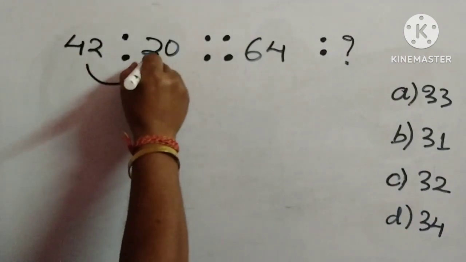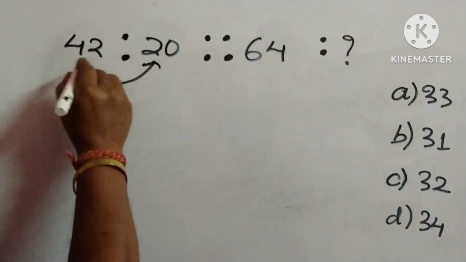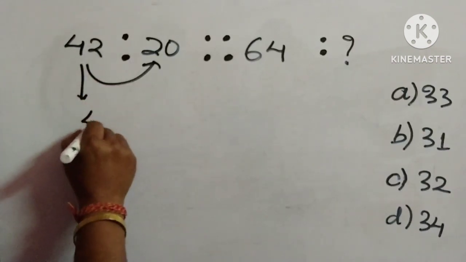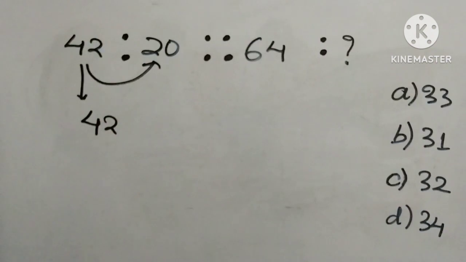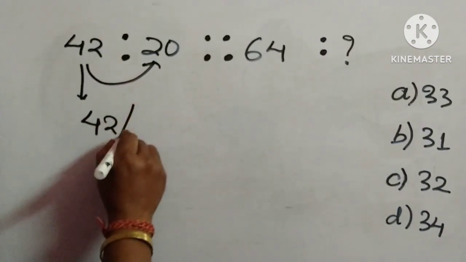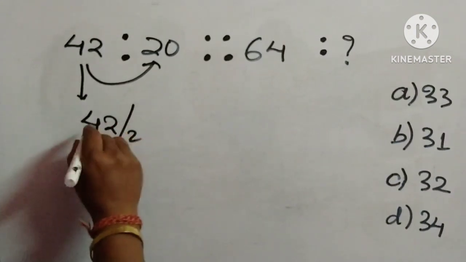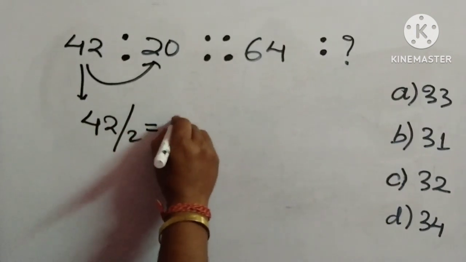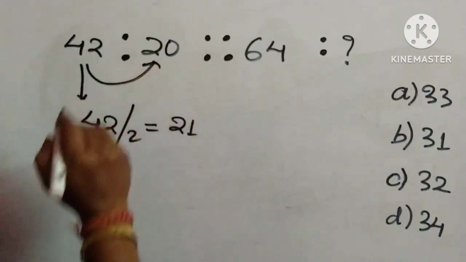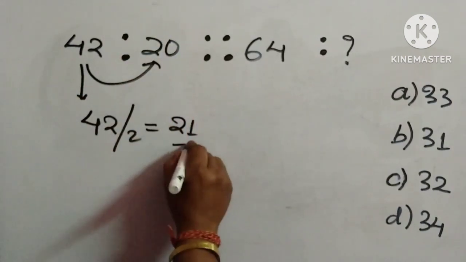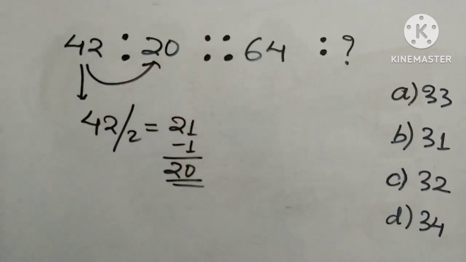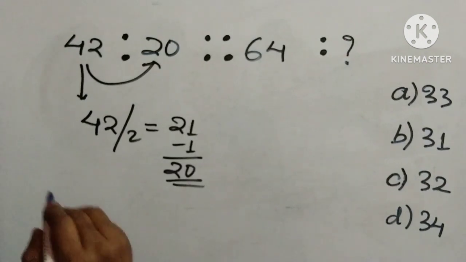Now, we will try to derive 20 out of 42. So, how we can derive? We will consider this 42. Now, see how we can come closer to 20. If we will half it, that means we will divide by 2. So, 42 by 2 comes to 21. So, we are a bit closer to 20. Now, what we have to do? We will subtract 1 and we will get the answer. So, 20 we are getting over here.